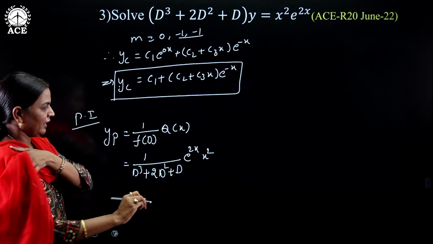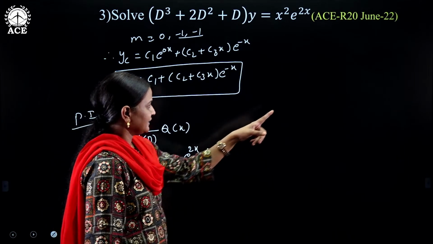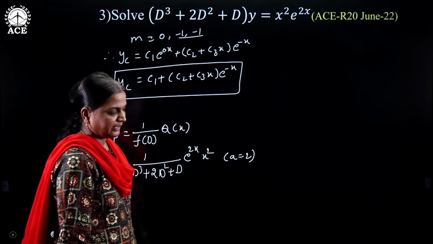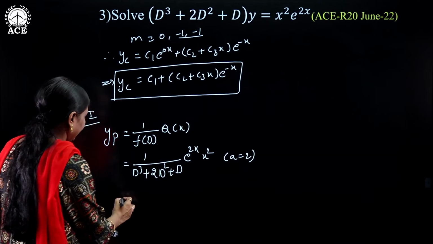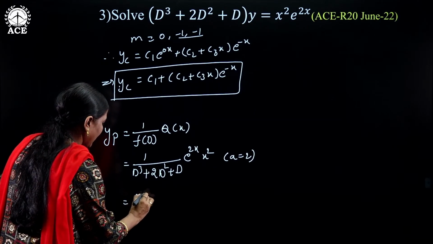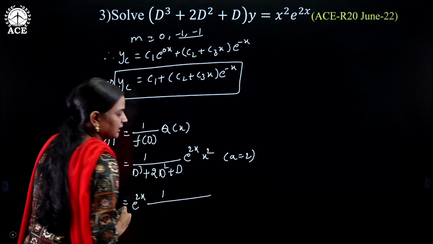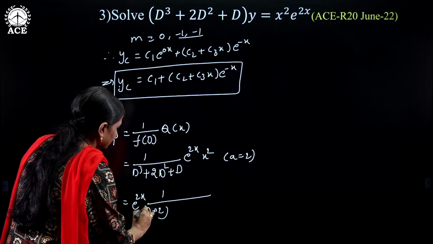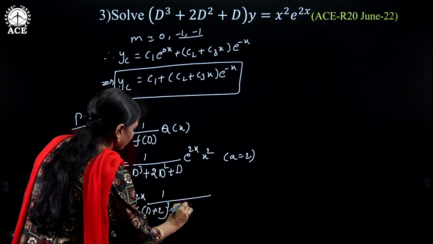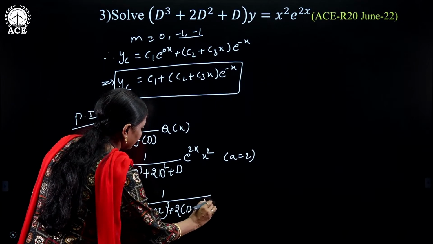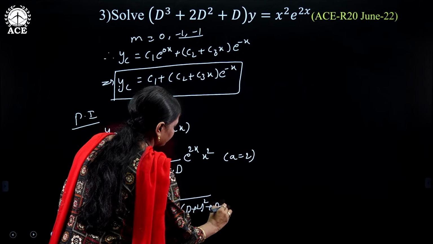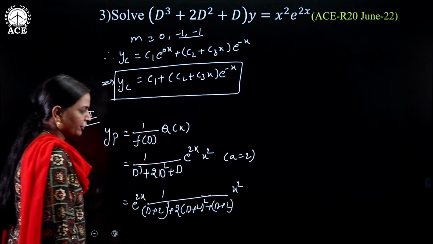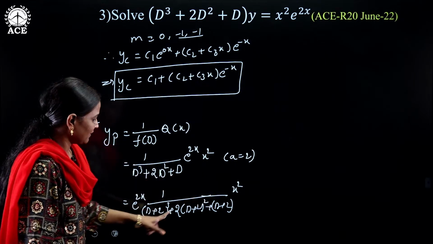e power 2x into x square is of the form e power ax into v of x. What is the a value here? a is equal to 2. So what is the procedure? Take this e power 2x to the left side and replace every D with D plus 2. So replace every D with D plus 2, that is (D+2) whole cube plus 2 into (D+2) whole square plus (D+2), into x square.